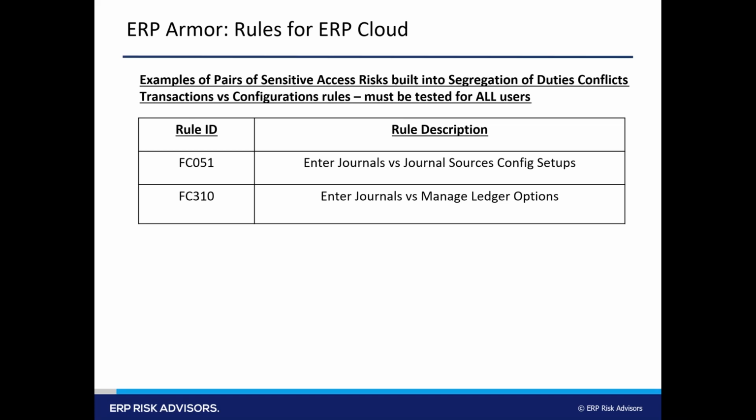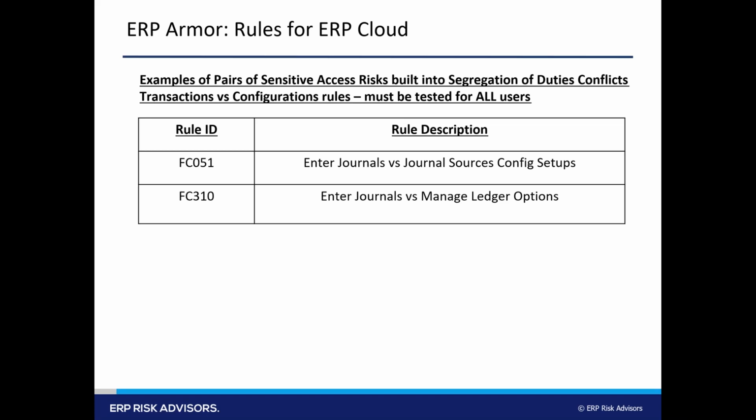So journal approval workflow is going to be relying upon journal sources configuration and managed ledger options configuration. And from an integrity of the system perspective, you don't want somebody to have the ability to enter and maintain configurations or make a change to configurations, undermining the control design, and then also have the ability to transact against those activities.